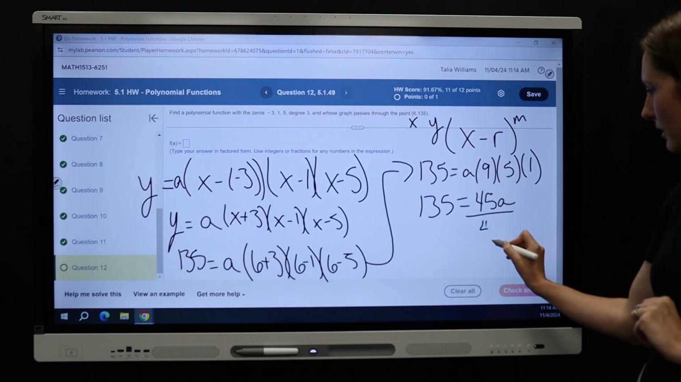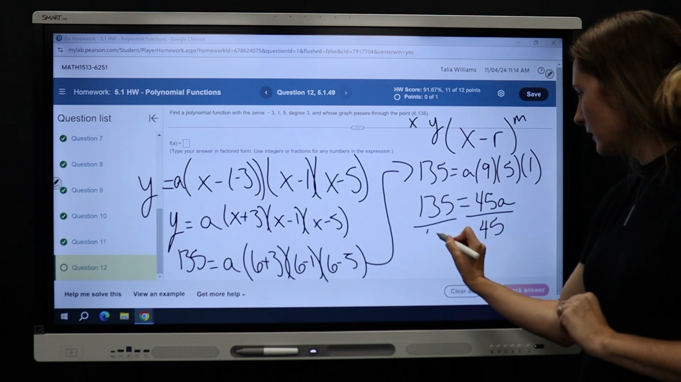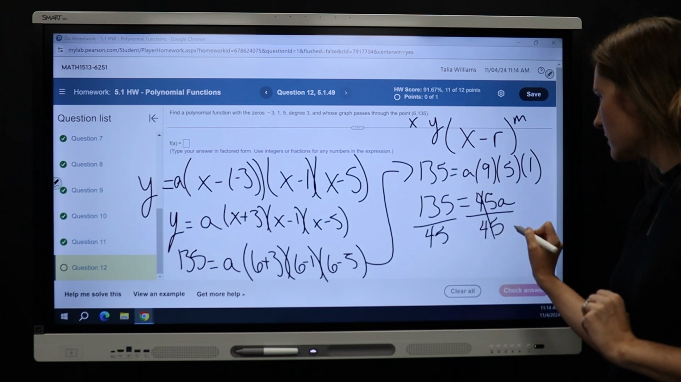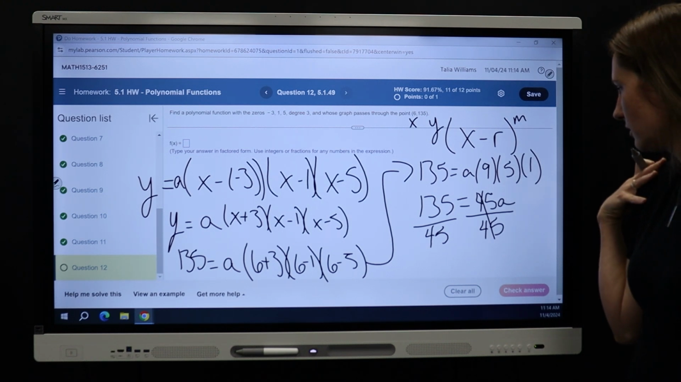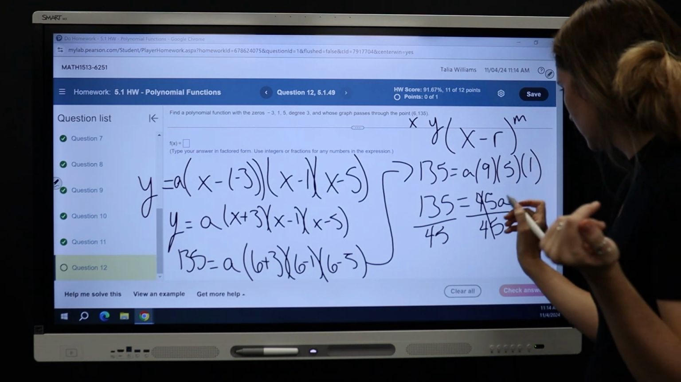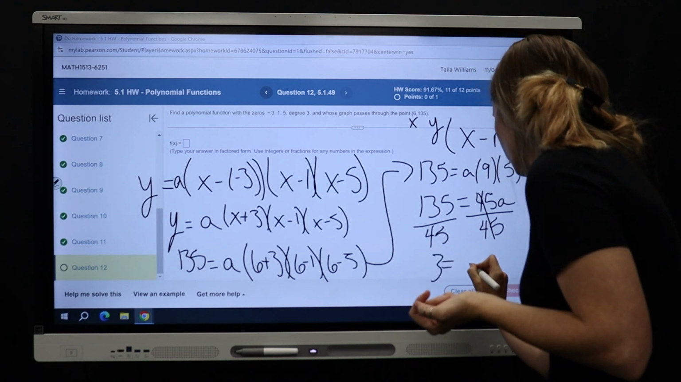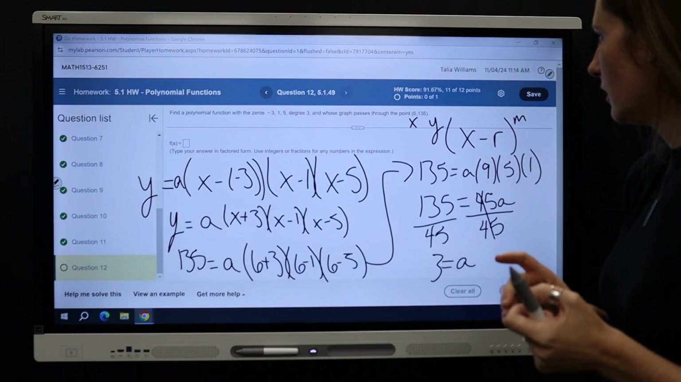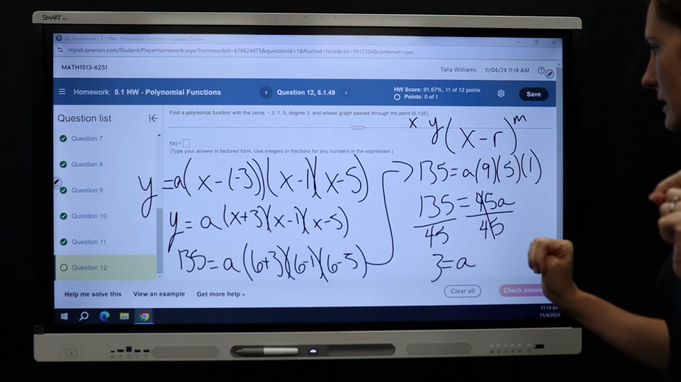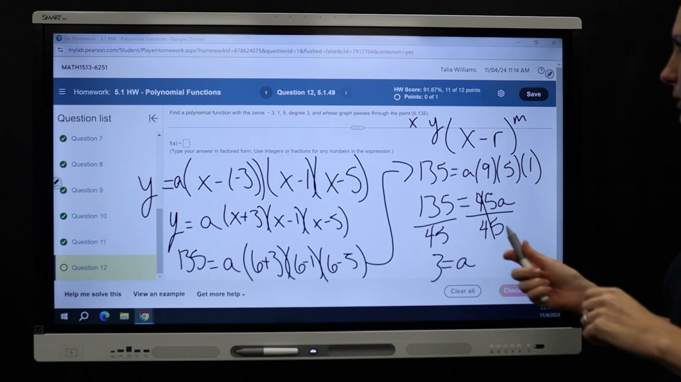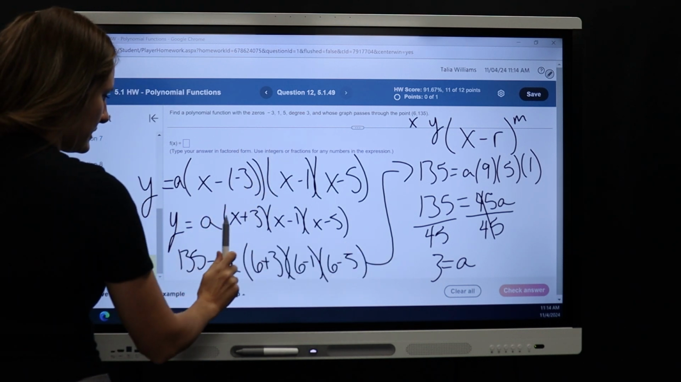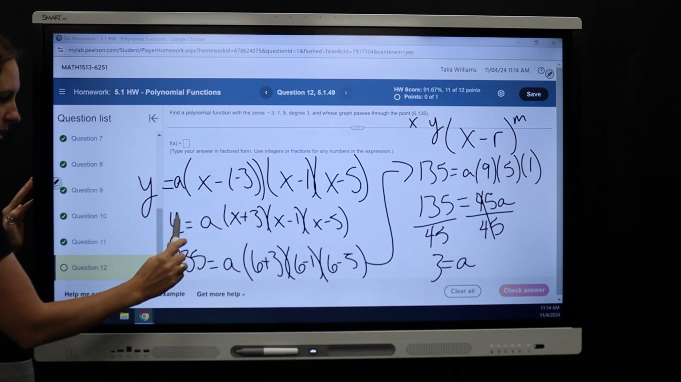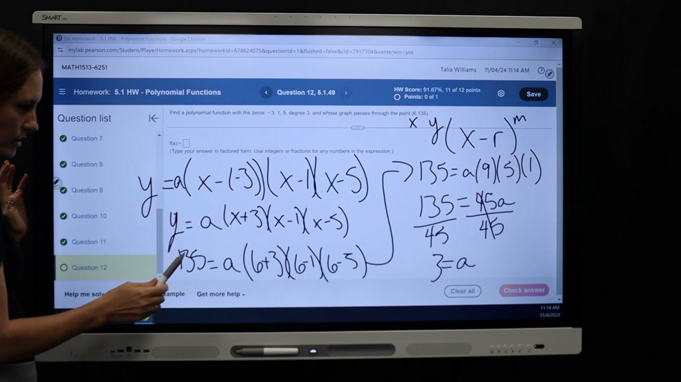Then I'm going to divide by my 45. And this is going to tell me what a is. How many times does 45 go into 135? 3 times, I think. 3 equals a. Okay. Now when they want us to type this in, they're wanting us to type it out in factored form, so that's this. But instead of a, we're going to put 3. Don't put your y equals.